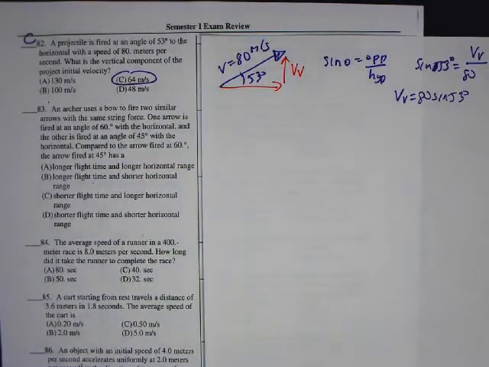Number 83. An archer uses a bow to fire two similar arrows with the same string force. One arrow is fired at 60 degrees with the horizontal, and the other is fired at an angle of 45 with the horizontal. Compared to the arrow fired at 60, the arrow fired at 45. The first thing I would say is, one of the things we already did and we calculated is, which one is going to go the farthest?